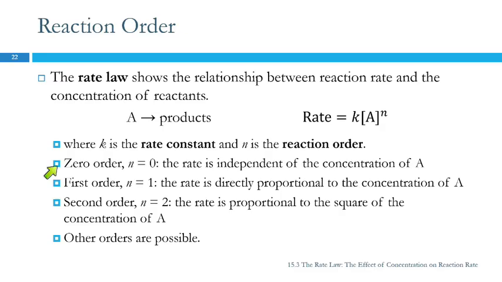In a zero order reaction, the rate is independent of the concentration. Doesn't matter how much there is. Rate stays the same. First order, the rate is directly proportional. Second order, the rate is proportional to the square of the concentration. Other orders are possible, even fractional orders like half or 3 halves.